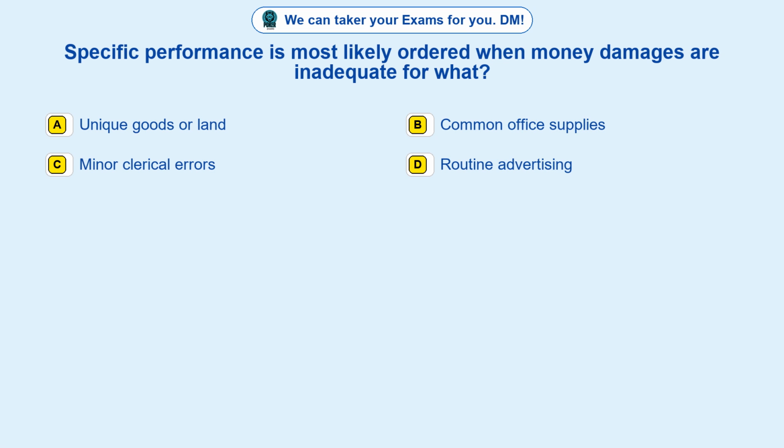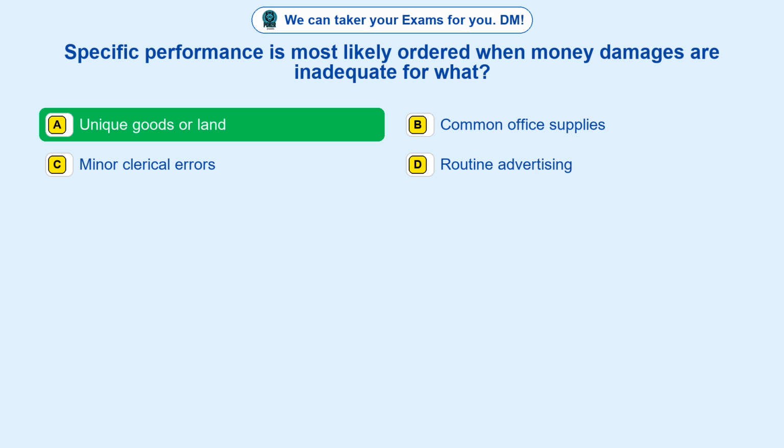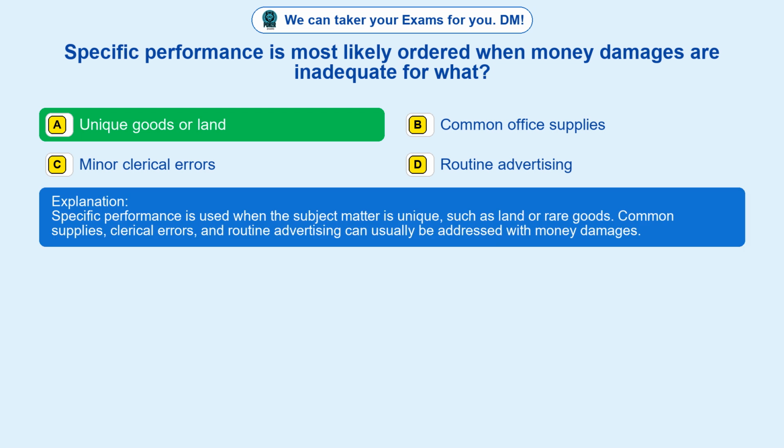Question 17. Specific performance is most likely ordered when money damages are inadequate for what? Option A, unique goods or land. Option B, common office supplies. Option C, minor clerical errors. Option D, routine advertising. The correct answer is option A. Unique goods or land. Specific performance is used when the subject matter is unique, such as land or rare goods. Common supplies, clerical errors, and routine advertising can usually be addressed with money damages.